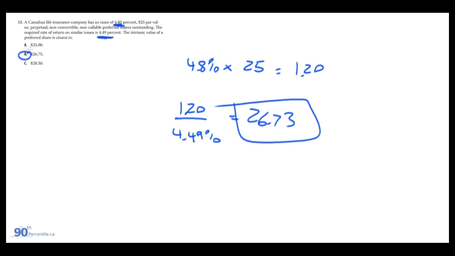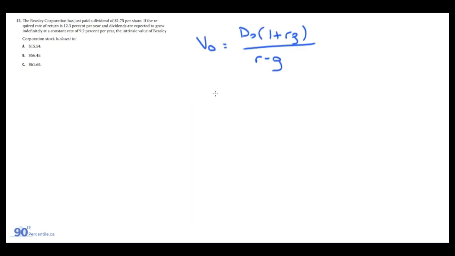this answer here, 26.75. The Beasley Corp has just paid a dividend of $1.75 per share. If the required rate of return is 12.3% per year and dividends are expected to grow indefinitely at a constant rate of 9.2% a year, the intrinsic value of the stock is closest to what?